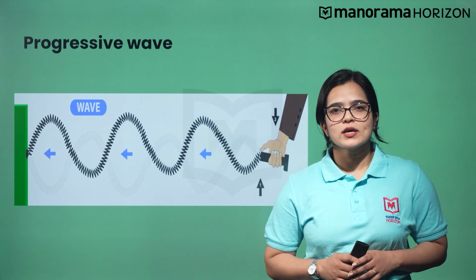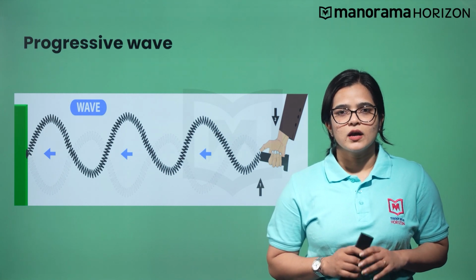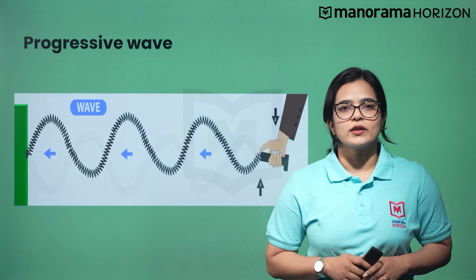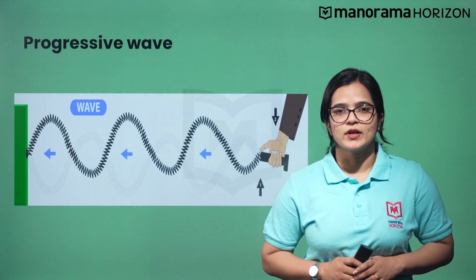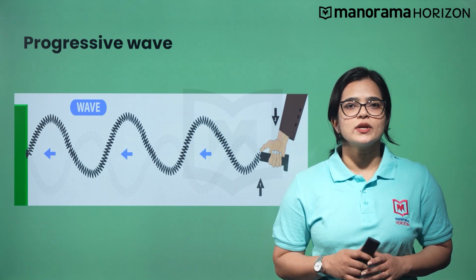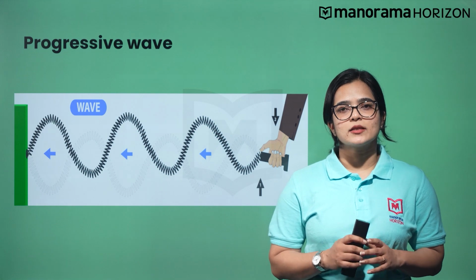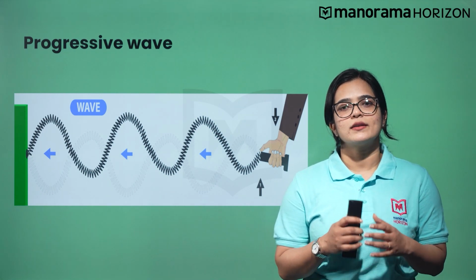What is a progressive wave or a traveling wave? A wave that travels from one point of the medium to another point is a progressive wave or a traveling wave. They may be a longitudinal wave or transverse wave. Let us concentrate on the mathematical description of a traveling wave.